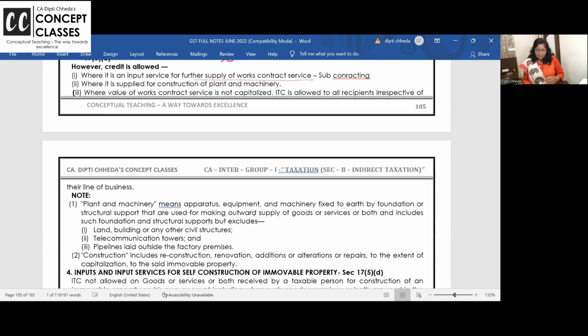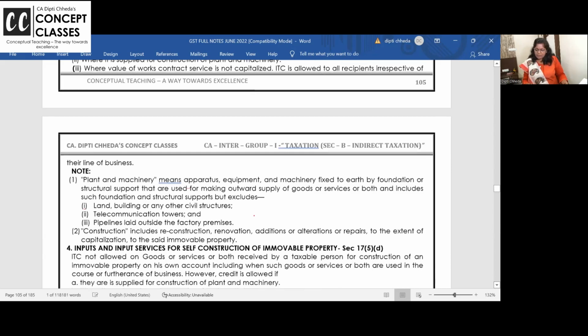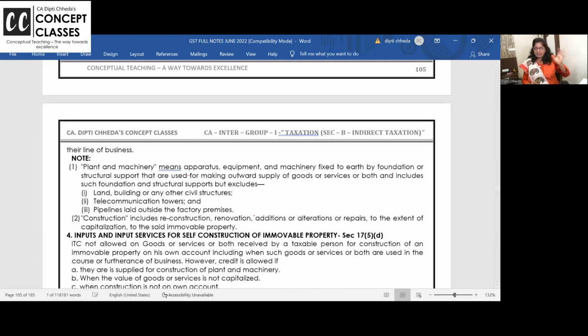Plant and machinery means equipment, machinery fixed to earth and all, but excludes land, building, no. ITC, telecommunication, no. Pipelines, no. And construction includes reconstruction, renovation, addition to the extent capitalized. If it is not capitalized, revenue, ITC is allowed.